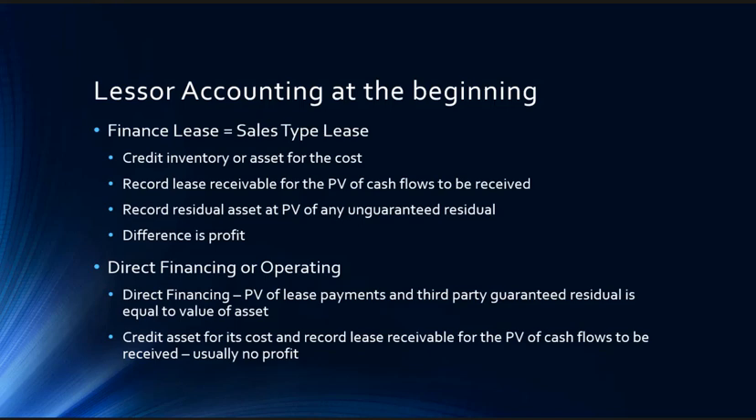Usually you're not going to get any profit. So that's the difference between a sales type lease and a direct financing lease, because there's going to be no profit on the actual sale of the asset, simply interest over time. Now, a true operating lease for a lessor does not record anything at the beginning of the lease, only the rental income or lease income on a straight line basis over the life of the lease.